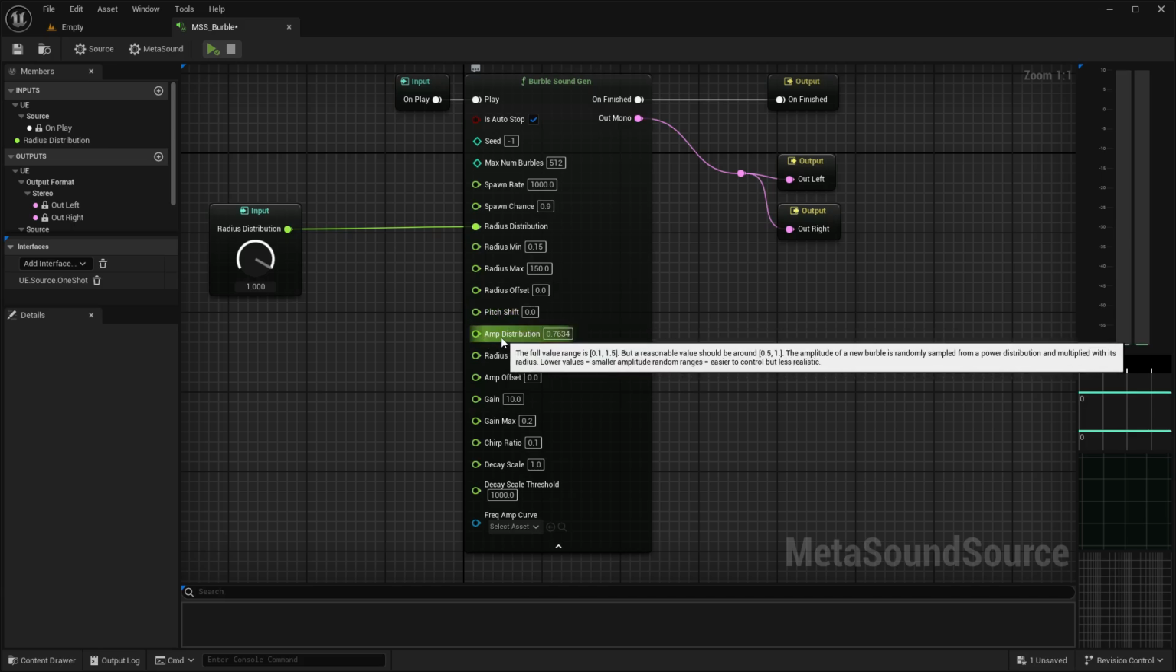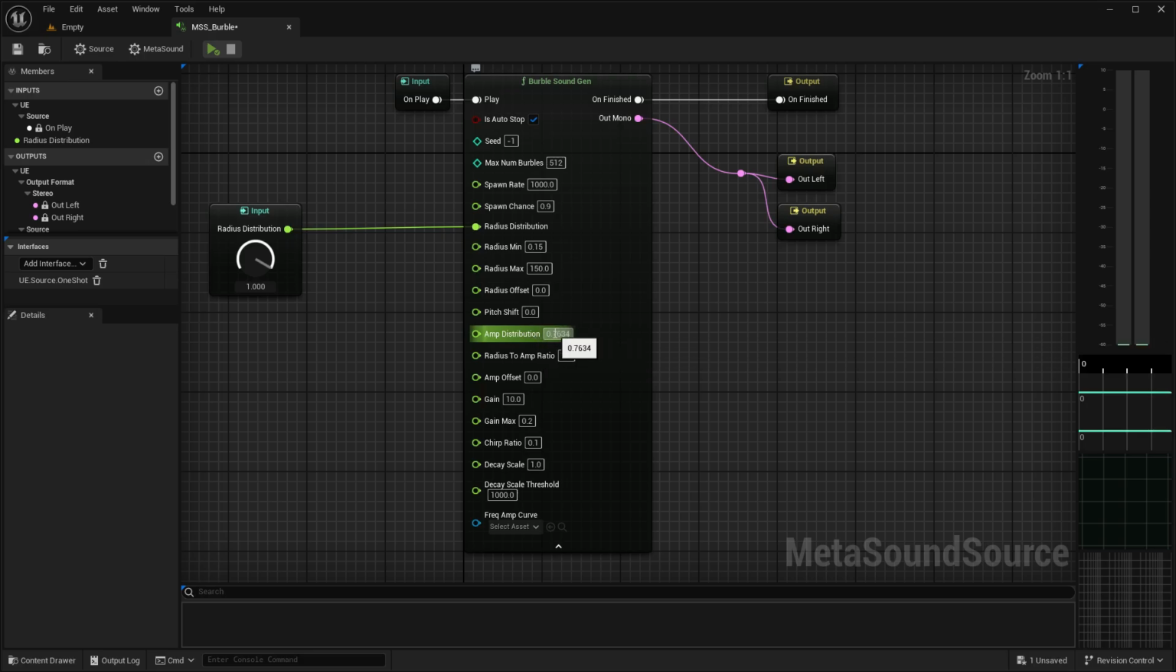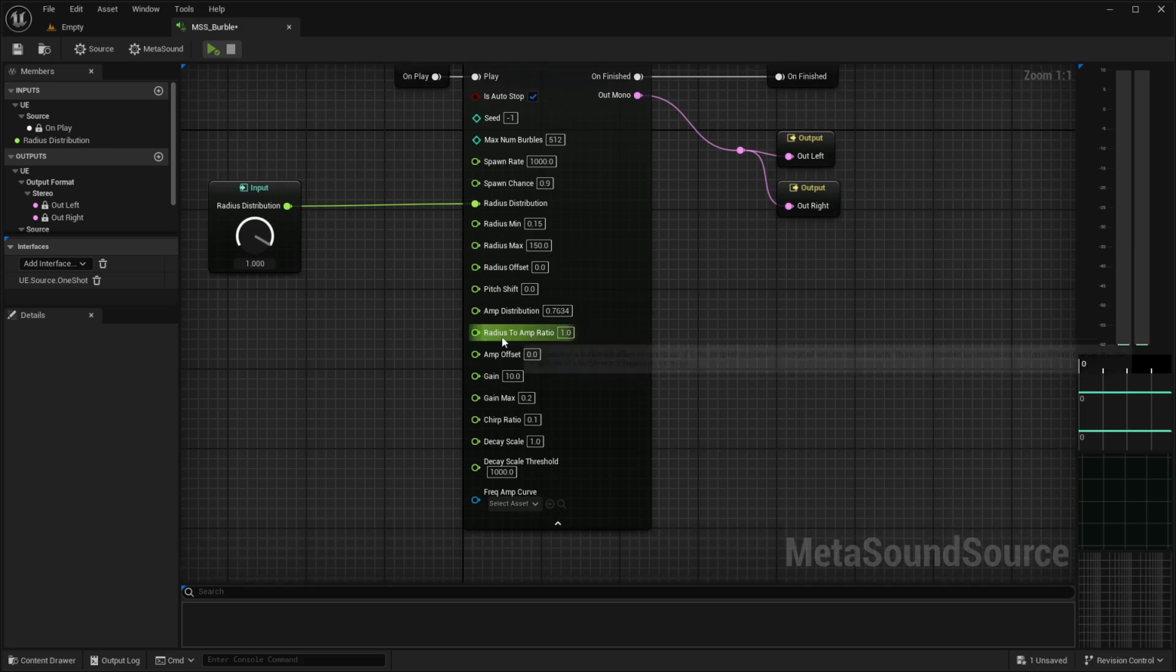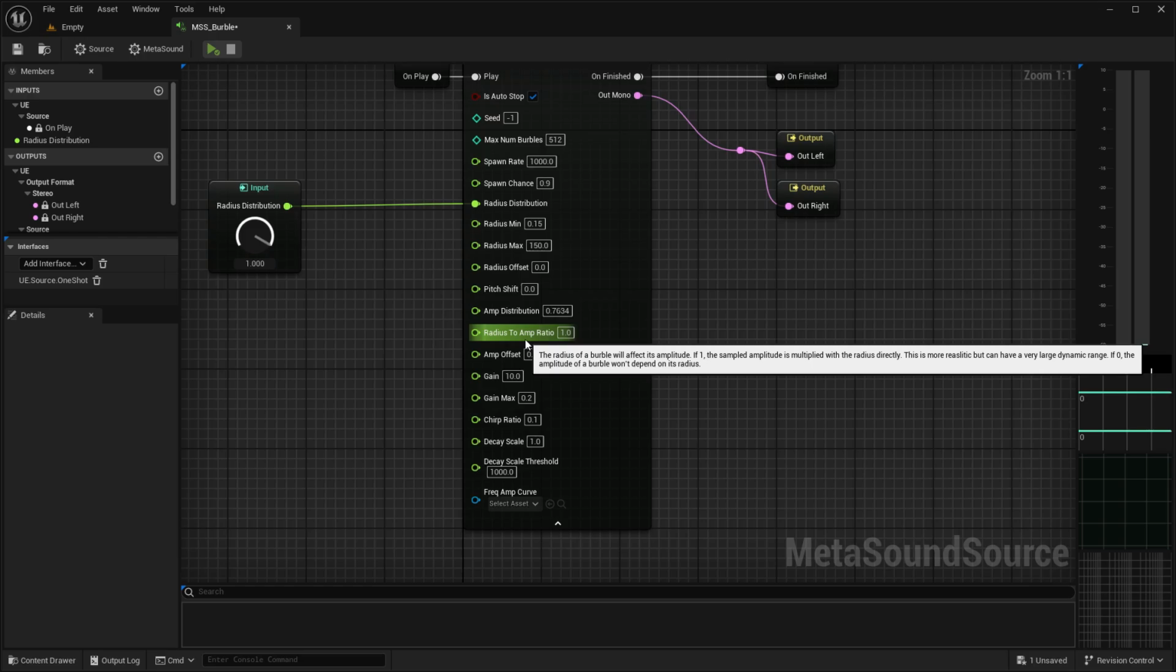Amplitude distribution is similar to radius distribution. We also sample the amplitude from a power law distribution. If you reduce this, the dynamic range will decrease. This input determines how much the radius of a bubble will affect its amplitude. If you reduce this, small bubbles will sound louder.